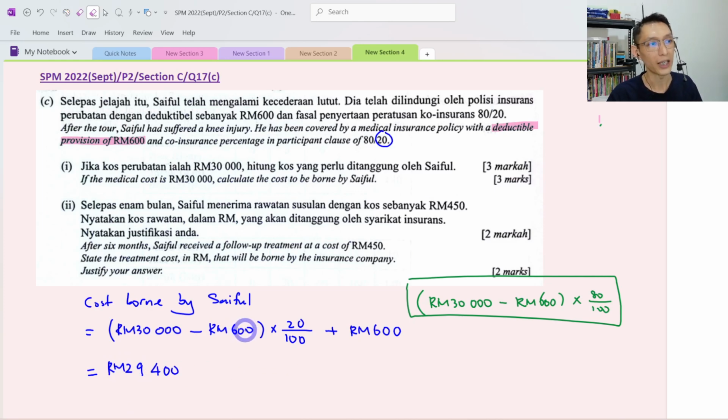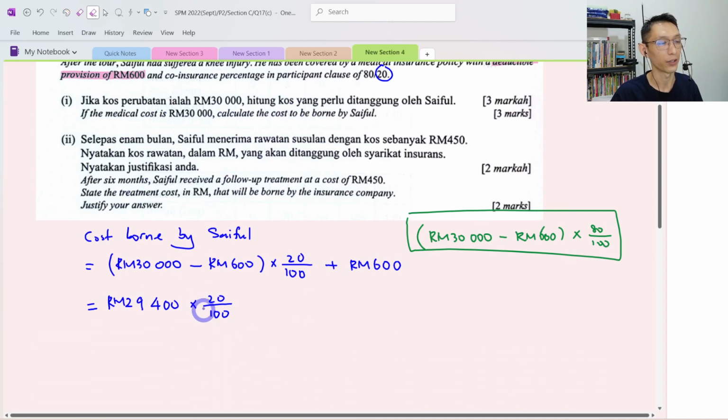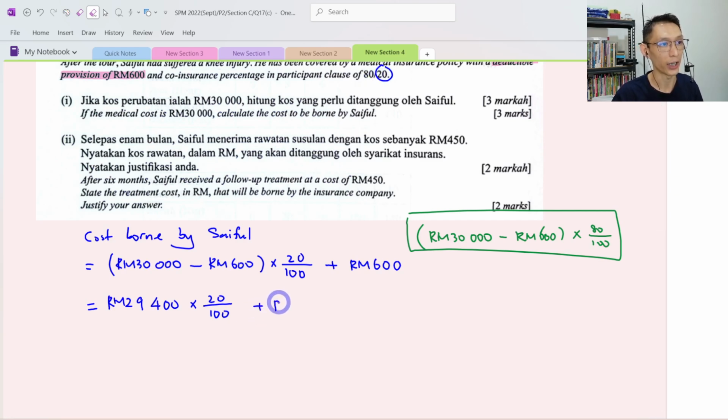After minus the 600 ringgit, you will get this amount. So we times 20%. This is the amount for 20%, which is borne by Saifu himself. And we have to add back the deductible, because this deductible is also paid by Saifu. So the total cost borne by Saifu is 6,480 ringgit.